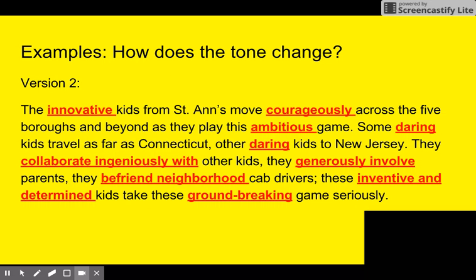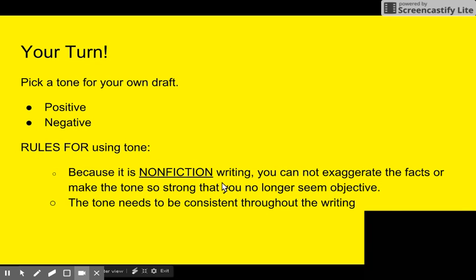So back here, if I were to say this, let's say the innovative teenagers from St. Anne's move across the country and beyond as they play this ambitious game, that's now changing the facts. And although it definitely changes the tone, it also changes the facts, which makes it no longer nonfiction. So the tone also needs to be consistent throughout the entire writing piece, okay? You cannot change your tone from paragraph to paragraph, all right?